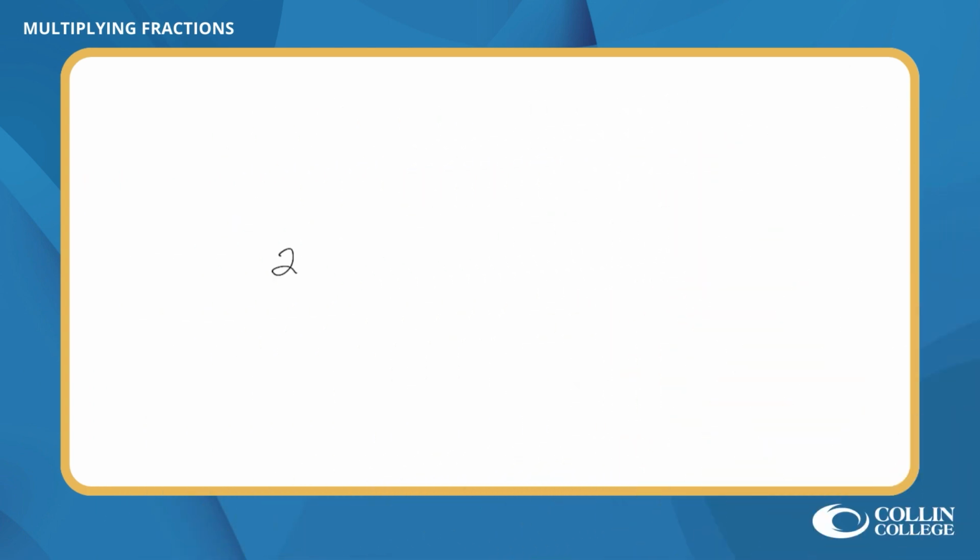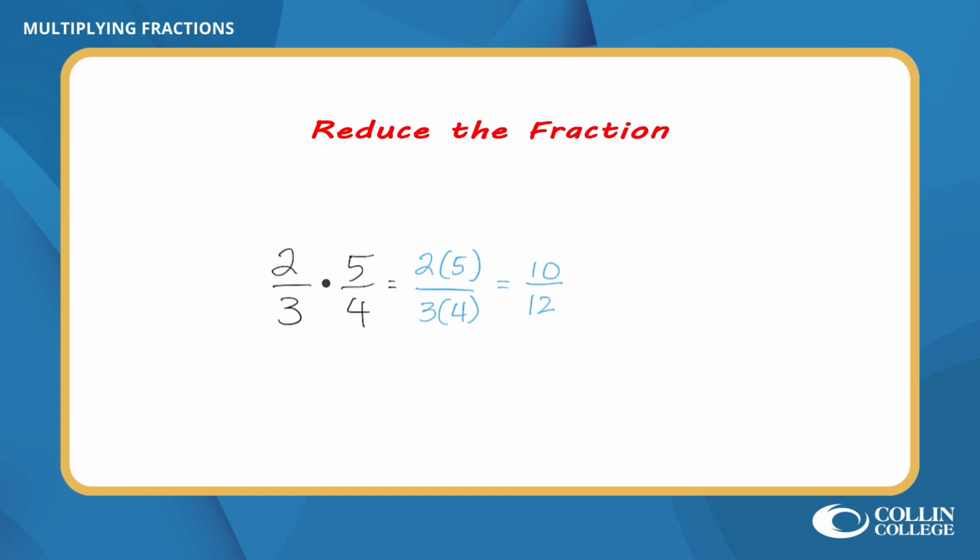For our second example, we want to perform 2/3 times 5/4. So following those same steps, we multiply the numerators together, 2 times 5. We multiply the denominators together, 3 times 4. And we get 10/12. So now we reduce the fraction. Both 10 and 12 are divisible by 2. So we divide by 2 in both the numerator and denominator. And this gives us 5/6 for our final answer.